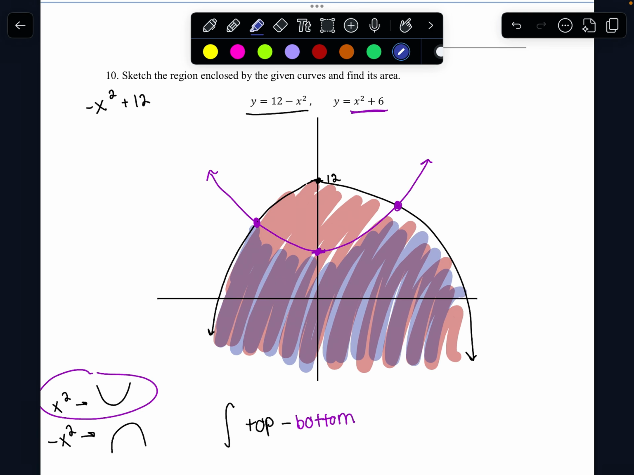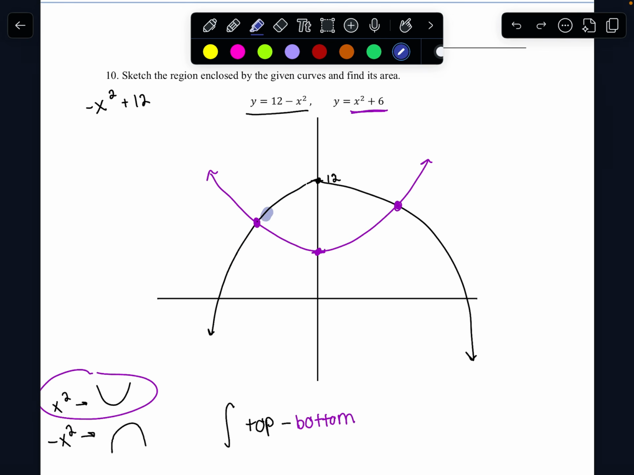You know what area I don't want? The part that overlaps. So that's why I subtract them, and that will just give me this area. Okay, so top minus bottom is what we're gonna do.